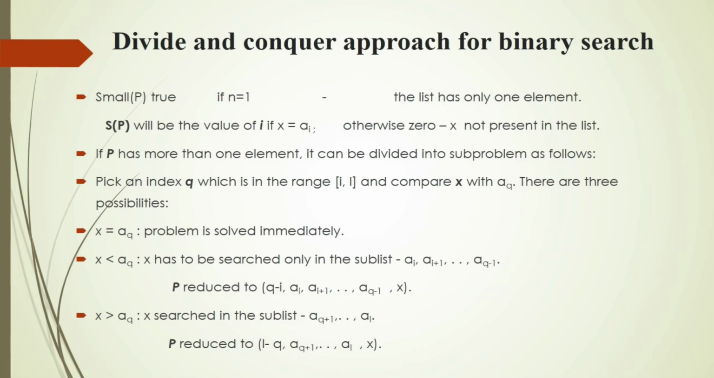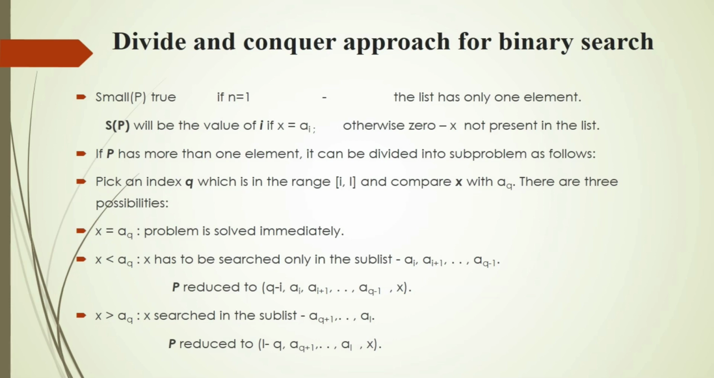For binary search using the divide and conquer technique, P is considered to be small when there is no need for subdividing into subproblems, that is, when the list has only one element. The key element either matches that single element that is present in the list or it is not present. So S(P) will return the index of the element where the key was found. In case the element was not found, it will return the value 0.